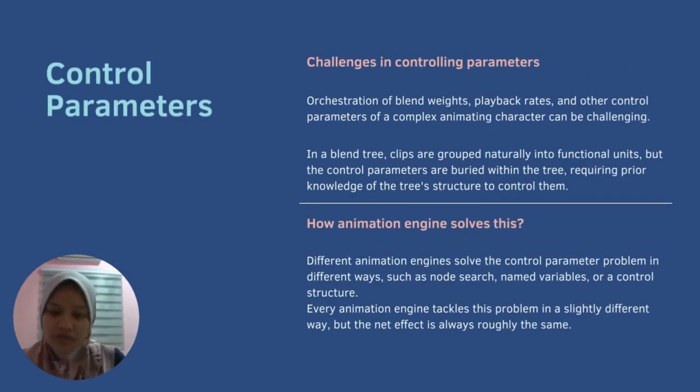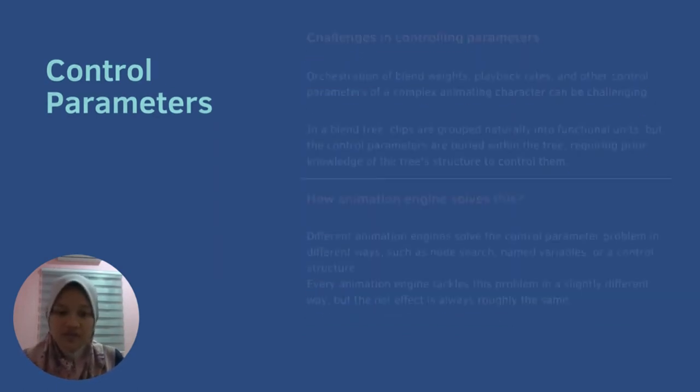For control parameters implementation, there are some challenges where sometimes the control parameters are buried within the tree, requiring prior knowledge of the tree structure to control them. How animation engines solve this is there are different ways, such as node search, named variables, or control structure. However, every animation engine tackles this problem in a slightly different way, but the net effect is roughly the same.